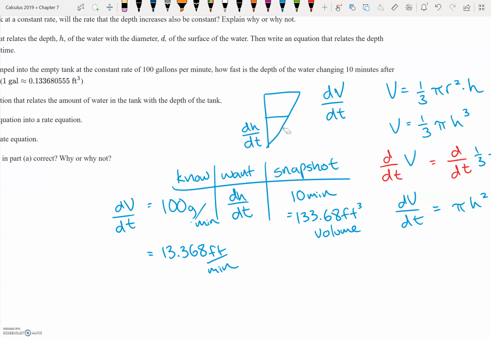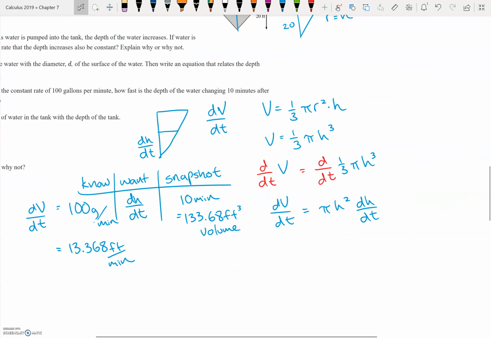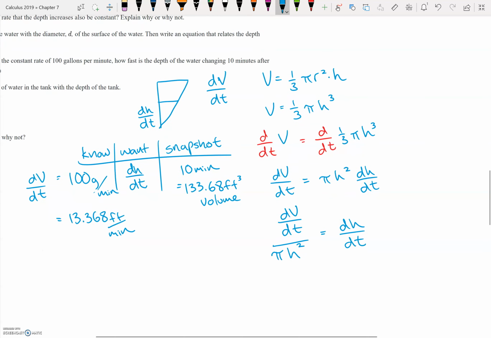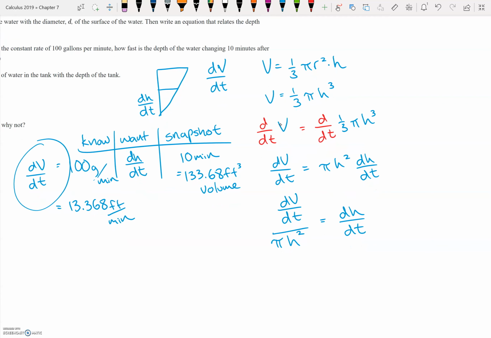And we're going to use that. So let's go ahead and solve for our dh/dt, because that's what we want. So we have dV/dt divided by pi h squared. That is our dh/dt. We have our dV/dt, which is over here, so we can plug that number in. So we have 13.368 divided by pi. We don't have our h squared, so we're going to have to figure out how much our height is when we are given this much volume.